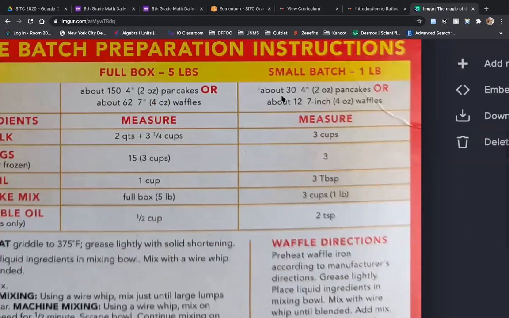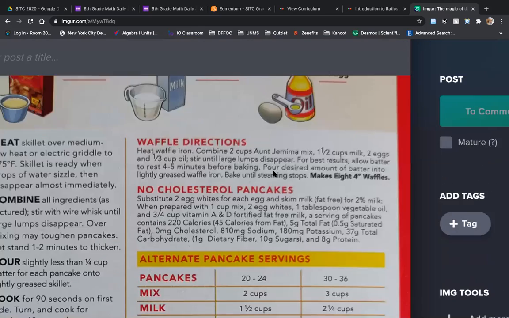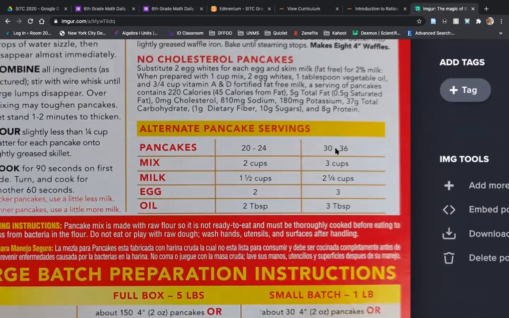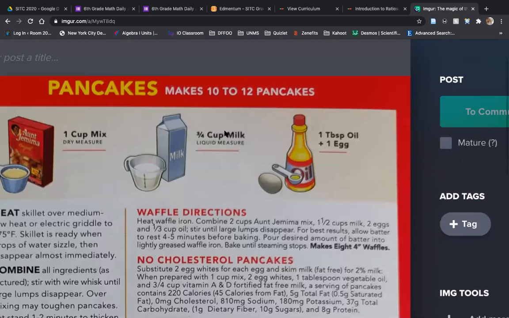And then even if you scroll to the bottom, it gives you some other larger recipes. So if you wanted to make, say, a pound of batter or a full box that's 5 pounds, these are the measurements that you would have to use according to the ratio, right? Because you need to scale it up, right? If you were trying to make, say, 3 times the recipe, and all you did was triple the amount of mix, but you kept the other stuff the same, right? You make 3 cups of mix, 3/4 cup of milk, 1 tablespoon of oil, 1 egg. Do you think those pancakes are gonna taste good?